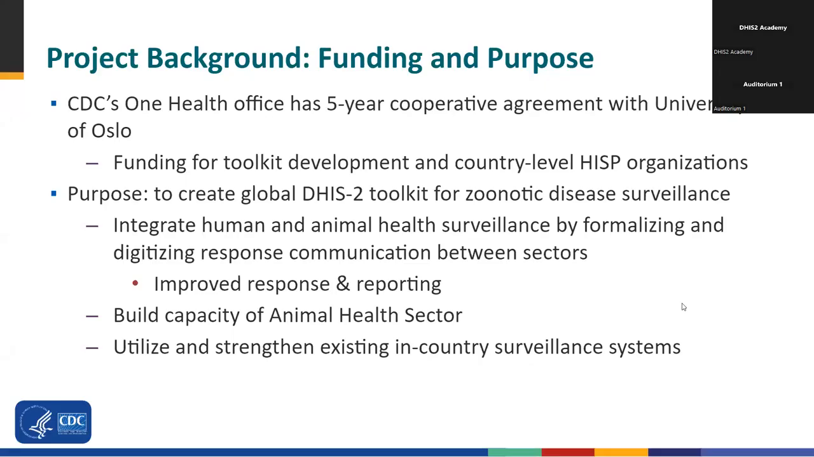As a little bit of background, we have a 5-year cooperative agreement with the University of Oslo to fund toolkit development and country-level HISP organizations that are involved in this work. The purpose of this toolkit would be to integrate human and animal health surveillance by formalizing and digitizing response communication between those sectors for early warning, for improved response, and for upward reporting of both sectors. Additional goals of this toolkit would be to provide ministries of agriculture, ministries of wildlife and fisheries, livestock as well, and all of those in the animal health sector with the same resources and infrastructure that is available to the human health sector in countries.